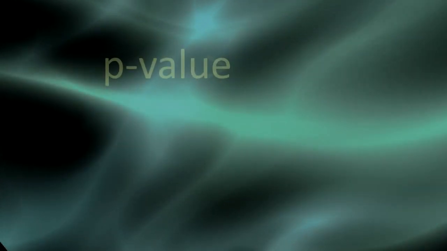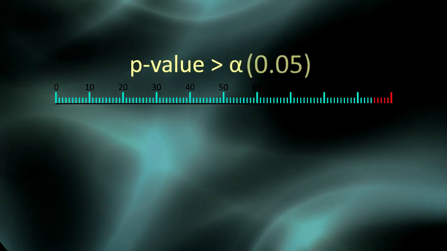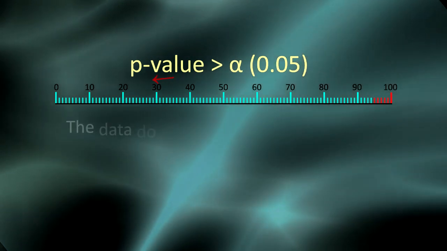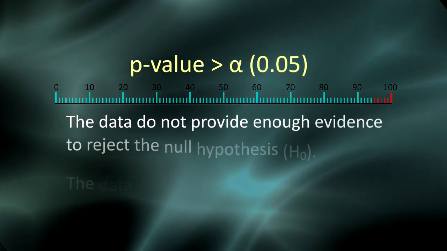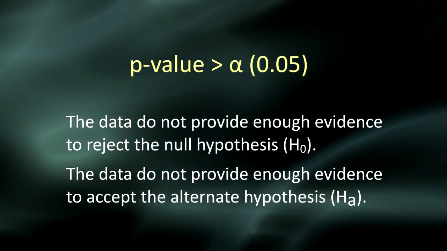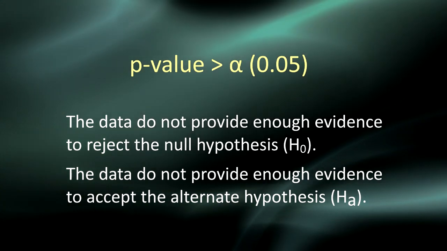If the p-value is greater than alpha, then the data is not considered to be surprising enough when the null hypothesis is true, and we say that our data do not provide enough evidence to reject the null hypothesis, or equivalently, that the data do not provide enough evidence to accept the alternate hypothesis.